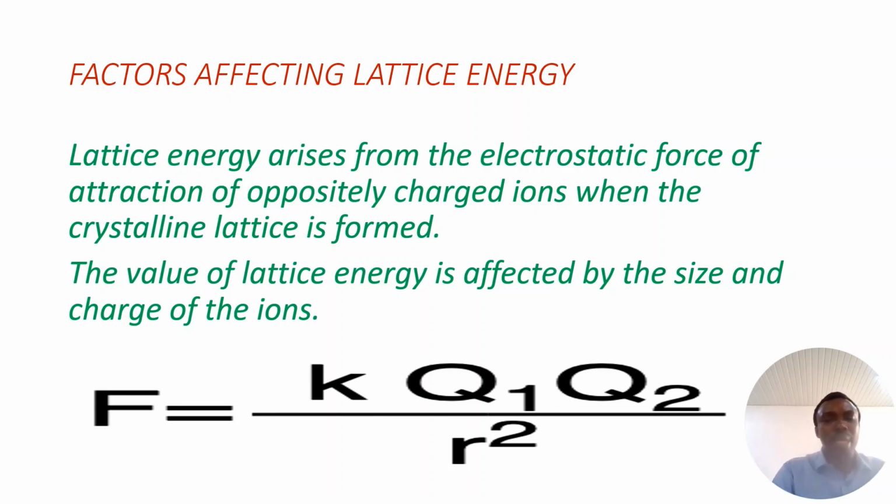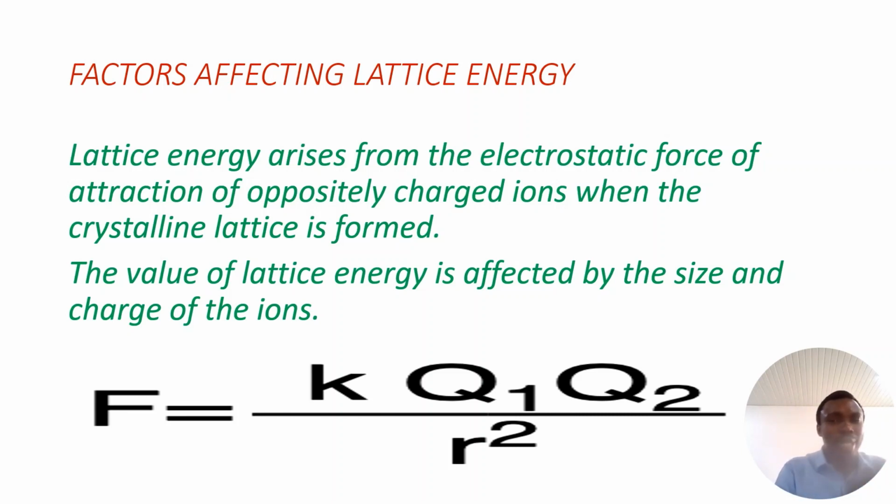That is just the relationship. The lattice energy is directly proportional to the product of the ionic charges of the oppositely charged ions, and inversely proportional to the square of their distance apart. That is the ionic size or the ionic radius. That means an increase in the force of attraction means there will be a decrease in the ionic size or ionic radius.